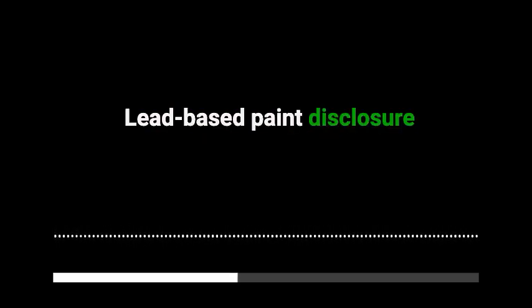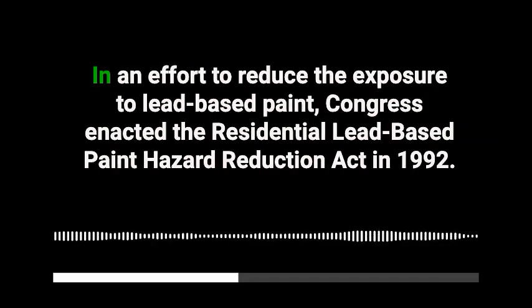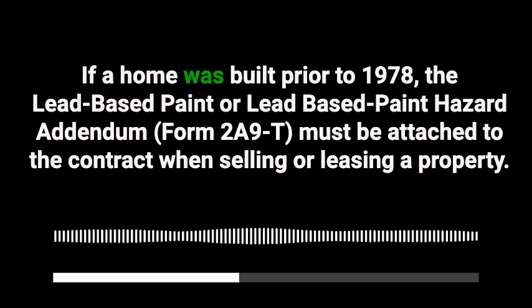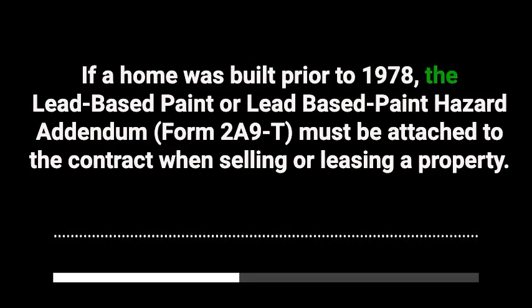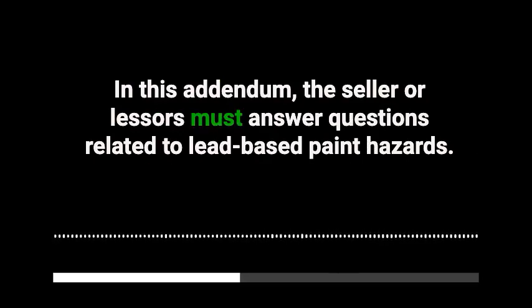Lead-based paint disclosure. Lead-based paint was used in homes until it was discovered that it posed health risks to humans, particularly children and women who are pregnant or could be pregnant. In an effort to reduce the exposure to lead-based paint, Congress enacted the Residential Lead-Based Paint Hazard Reduction Act in 1992. If a home was built prior to 1978, the lead-based paint or lead-based paint hazard addendum must be attached to the contract when selling or leasing a property. In this addendum, the seller or lessors must answer questions related to lead-based paint hazards.